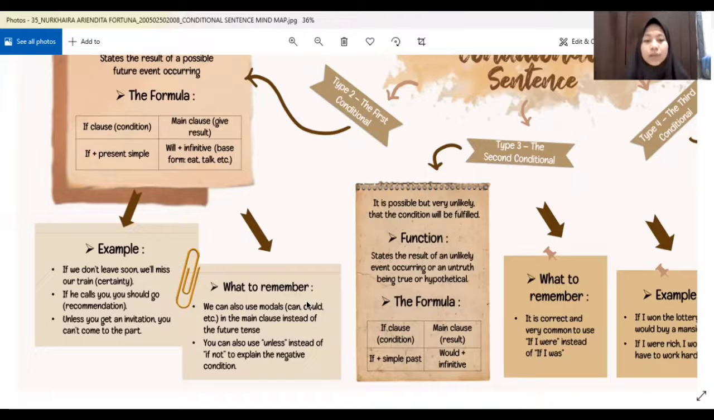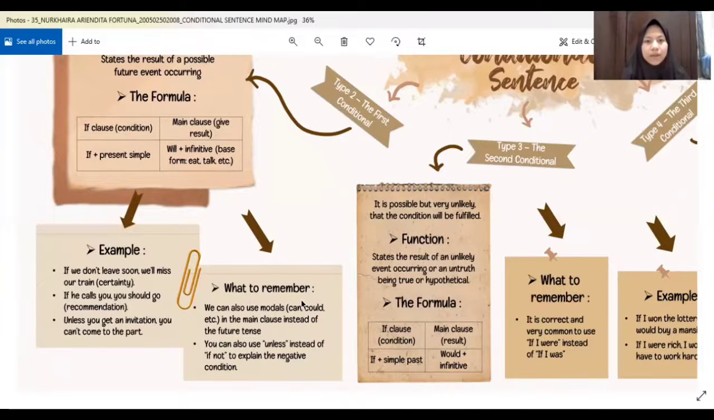The first one is we can also use modals in the main clause instead of using the future tense. So instead of using will, we can change it to can, could, and other examples of modals. And the second is you can also use unless instead of if not to explain the negative condition. So if you would like to explain the negative condition, instead of adding not into the sentences, you can also use unless.